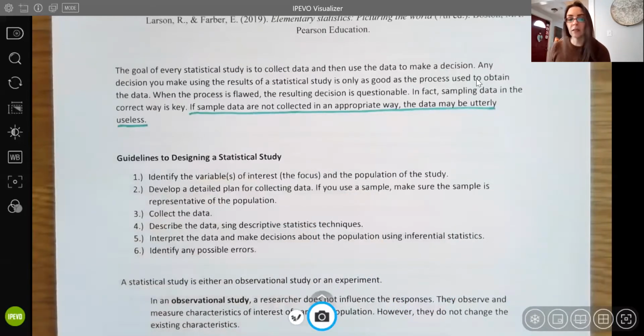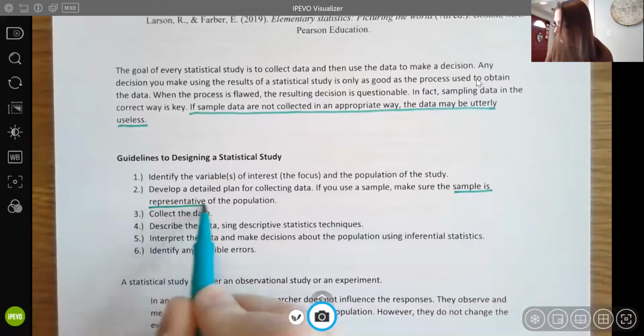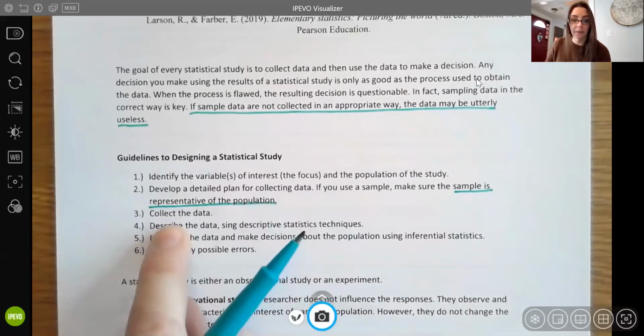The second step is to develop a detailed plan for collecting the data. So this is really probably the most important part. If your data is bad, no matter how much calculation you do, it doesn't matter because the data was not good to begin with. So you need good data. And if you use a sample, it needs to represent the population.